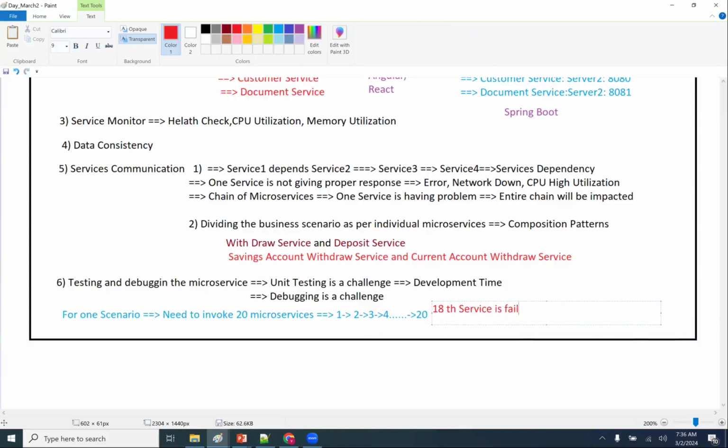Come on, guys. Mr. Vinod, do you have any idea? Debugging. That is the point here. Debugging means first you go to the first microservice and see if there is any problem, then you go to the second microservice, then the third or fourth microservice. You need to go to each individual microservice. Or how will you debug? Yes, can I directly go to the 18th microservice?